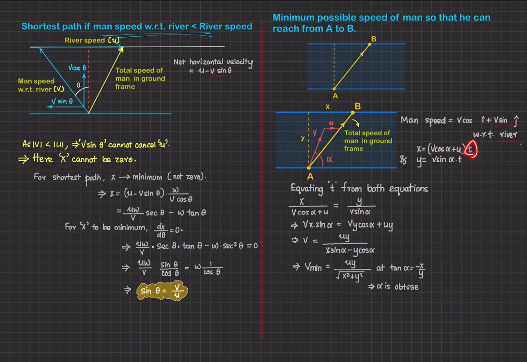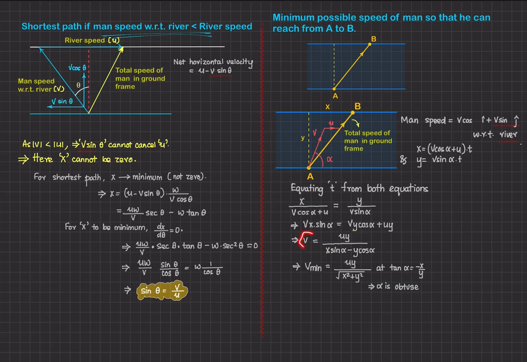Now this T we are equating from both sides. From the upper equation, T is x by (V cos alpha + U), and from the lower equation it is y by V sin alpha. If we equate them and solve, we get V as this function.